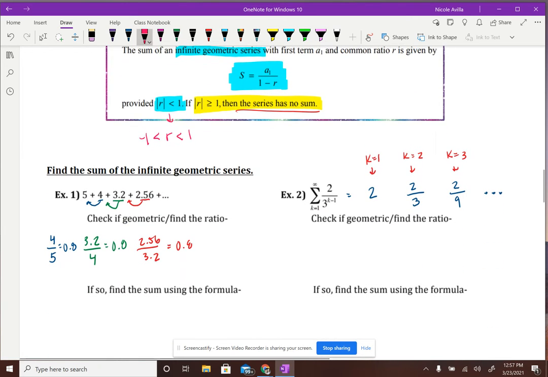All right, so let's go down here. Let's look at example 1. So I found my ratio, and sure enough, I can see that it is geometric because I get a common ratio of 0.8. So in this case, I could say my ratio equals 0.8. Now my question is, is this going to converge or diverge? Since my ratio is between -1 and +1, I could say that it is going to converge.